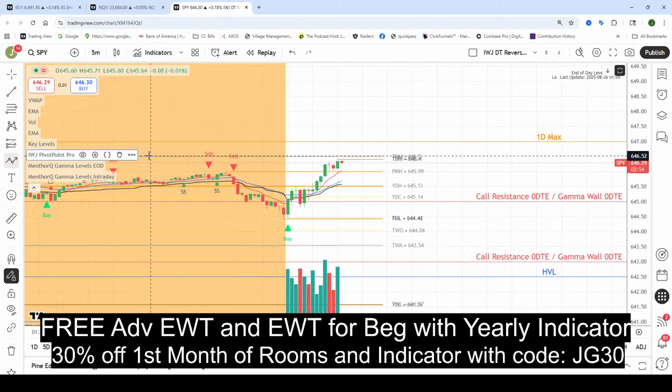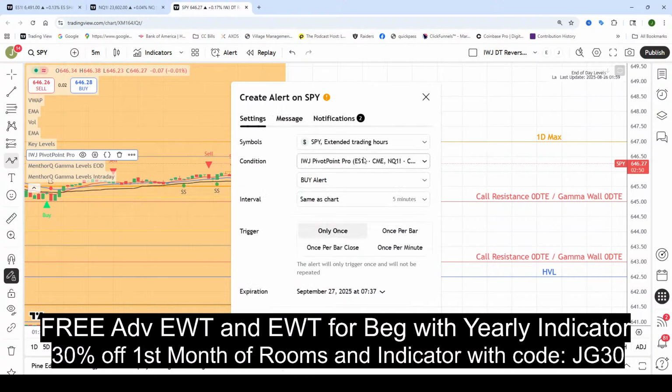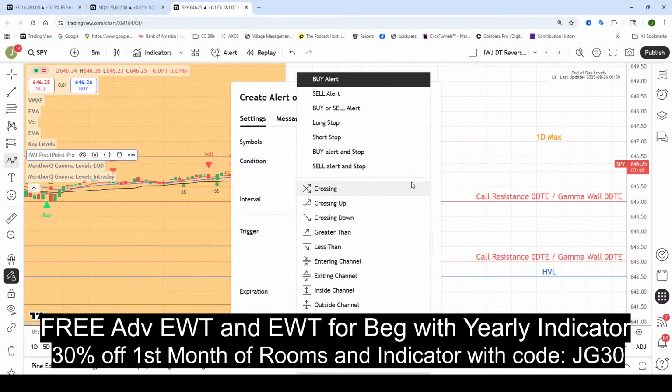And you can set it. I know that there's. Hold on. We go to add alerts. So buy alert, you can change it to buy or sell alert, buy alert and stop sell alert. So you can do all of those.